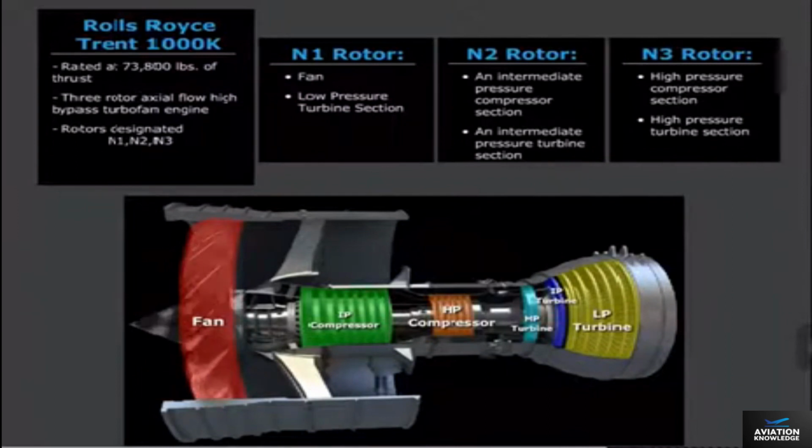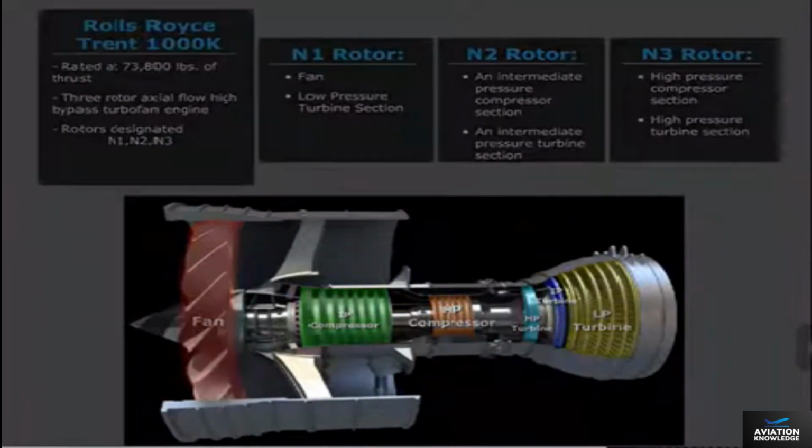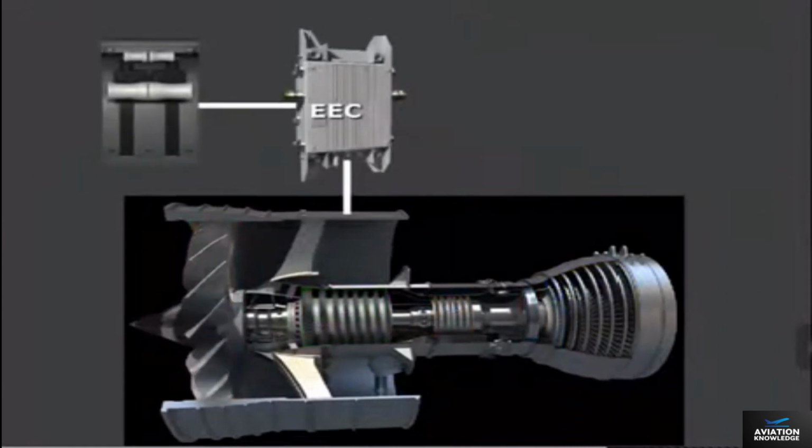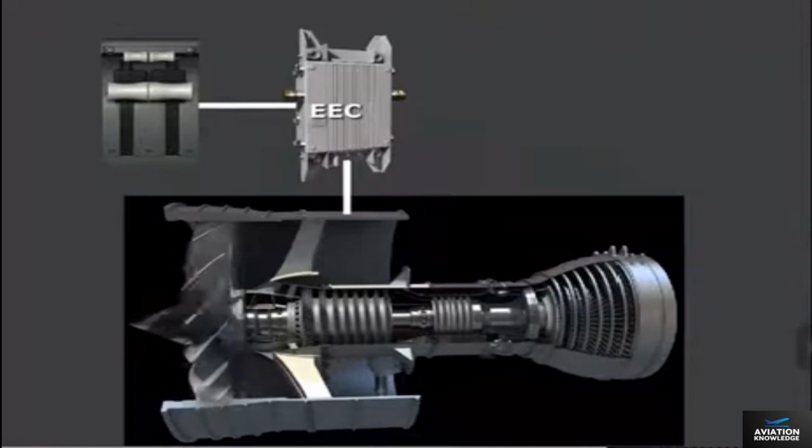An engine accessory gearbox is driven by the N2 rotor. Each engine is controlled by an electronic engine control, or EEC. The EECs monitor autothrottle and flight crew inputs through the thrust levers to automatically control the engines.